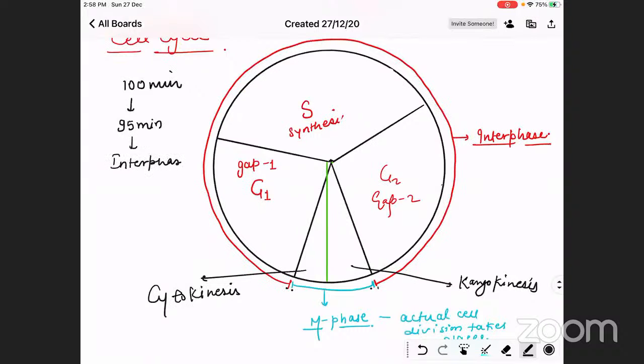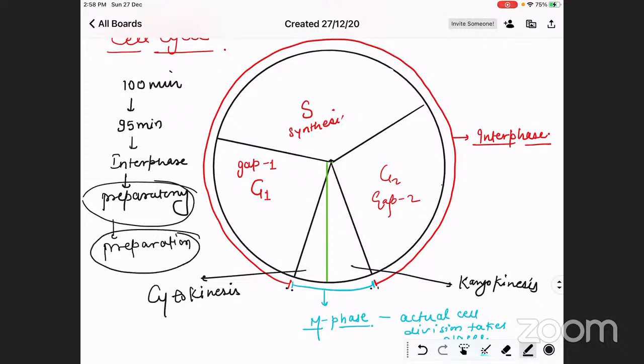So why so? Because it is a preparatory phase. Interphase is a preparatory phase. यहाँ पर एक्चुअल सेल डिवीजन की प्रिपरेशन होने वाली है. ठीक है, जो भी सेल डिवीजन होगा उसकी प्रिपरेशन होने वाली है. क्या क्या प्रिपरेशन होगी? न्यूक्लियस डेवलप होगा, न्यूक्लियर मेम्ब्रेन डिसॉल्व होगी, एंड न्यूक्लियर मटेरियल डेवलप होने वाला है, डीएनए डेवलप होने वाला है, उसका सिंथेसिस भी होगा.